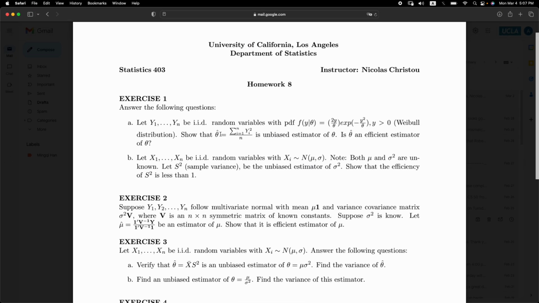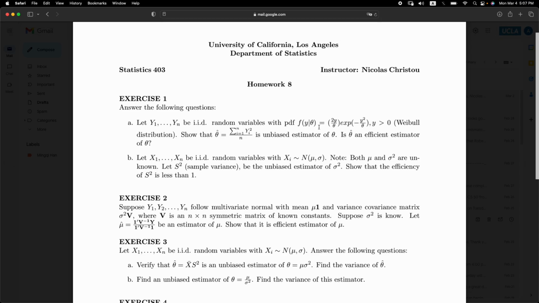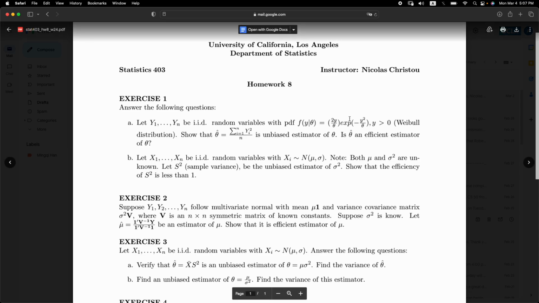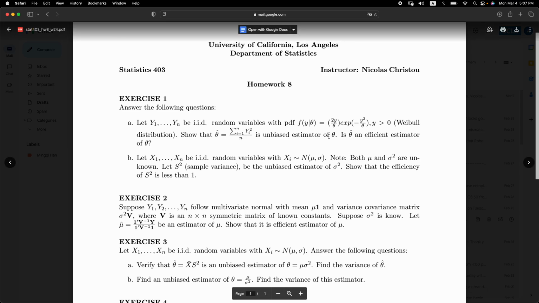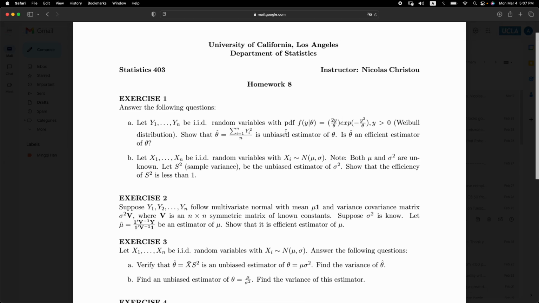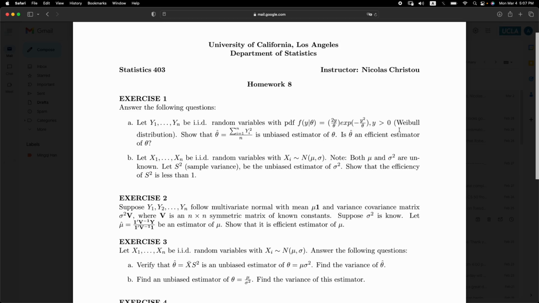Let's take a look at homework 8, exercise 1. We have Y1 to Yn IID, with a PDF of this form for each of the random variables. We want to show that this theta hat, which is the sum of Yi squared over n, is an unbiased estimator of theta, where theta is the parameter of this PDF. And then, is theta hat an efficient estimator?